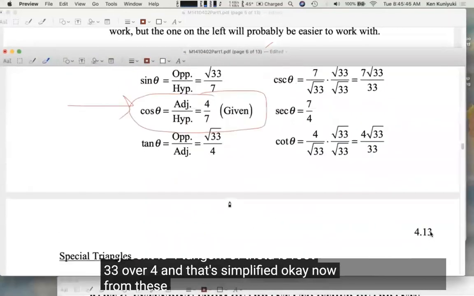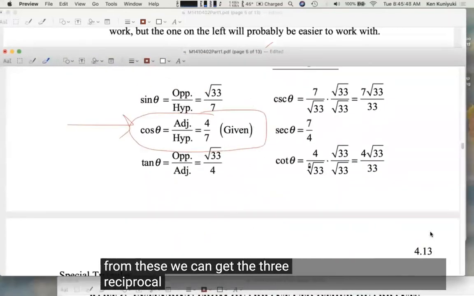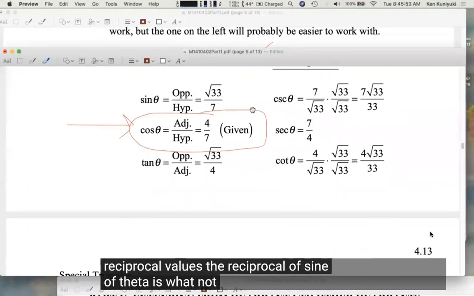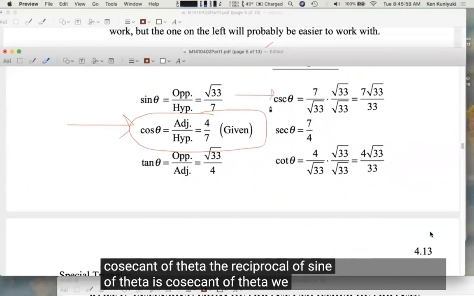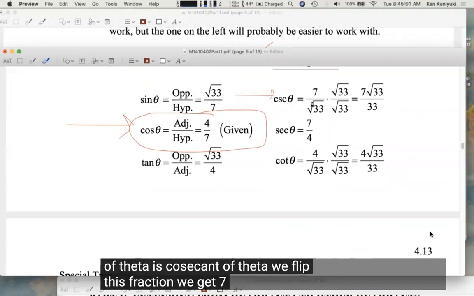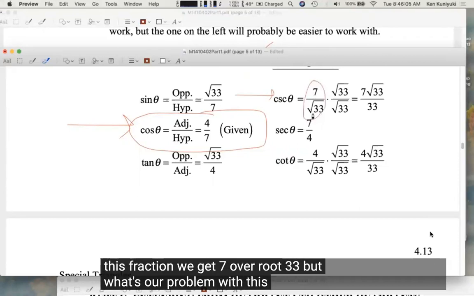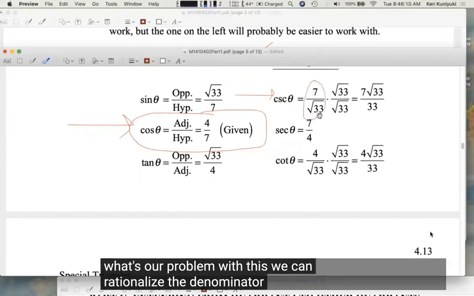Okay, now from these, we can get the 3 reciprocal values. The reciprocal of sine of theta is what? Not secant of theta, it's cosecant of theta. The reciprocal of sine of theta is cosecant of theta. We flip this fraction. We get 7 over root 33. But what's our problem with this? We can rationalize the denominator.